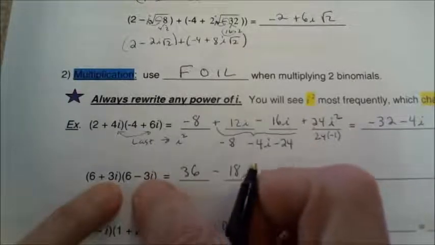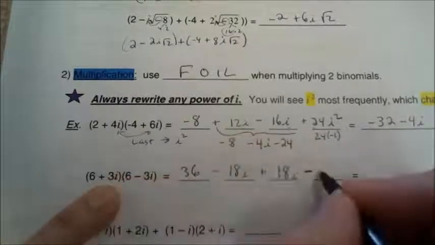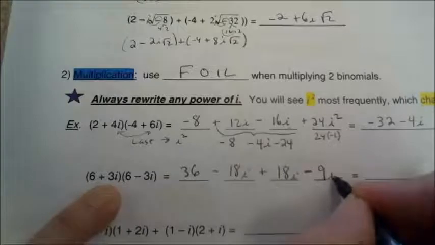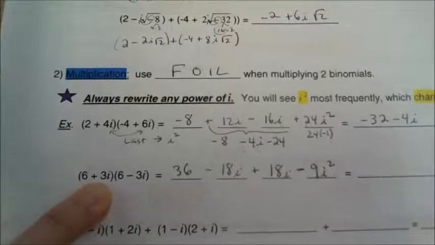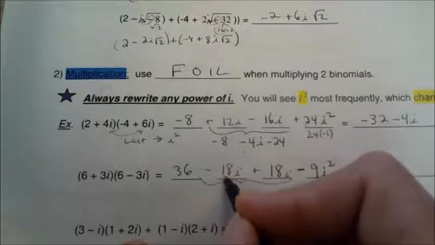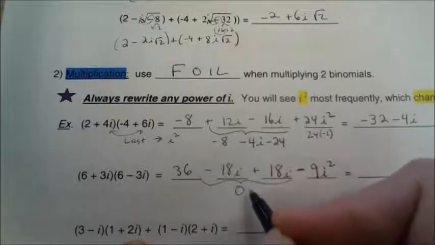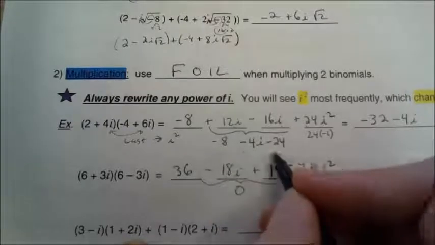3i times negative 3i. Positive times negative is negative. 3 times 3 is 9. I times I is I squared. These two combine, but negative 18i and positive 18i just turn into a 0, so that they actually cancel out.